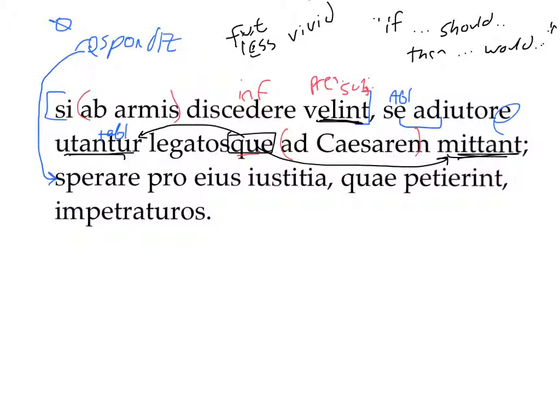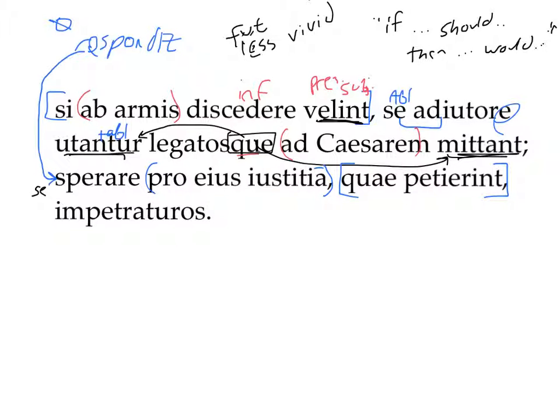Cool. Sperare, that's our infinitive. Remember that that's still your ACI from the respondent. We're gapping a lot here, but this is going to be a gap say because we're talking about, of course, Cicero talking back to the Nervi. So we have our accusative subject, our infinitive sperare, and then pro. Eius is genitive, so pro can't take eius, but justitia is an ablative, so we're good there. And then we have quae petierent.